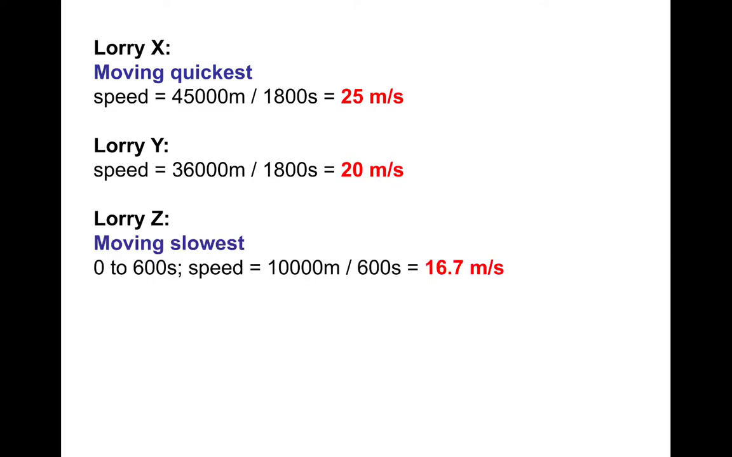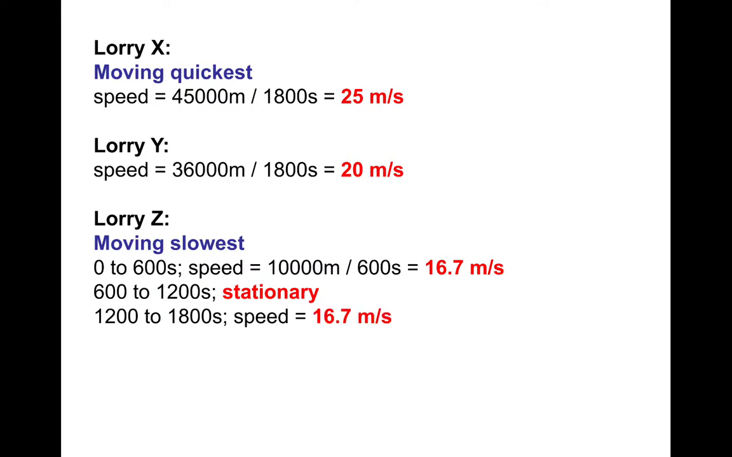Lorry Z is moving the slowest. The first region is 10,000 meters divided by 600 seconds, which gives you 16.7 meters per second. 600 to 1200, as we discussed, is stationary. Then 1200 to 1800 seconds is the same gradient as the initial one, so that gives a speed of 16.7 meters per second again. Now the average is the total distance divided by the total time. That'd be 20,000 meters divided by 1,800 seconds, which gives an average speed of 11.1 meters per second. Hopefully that all went okay.